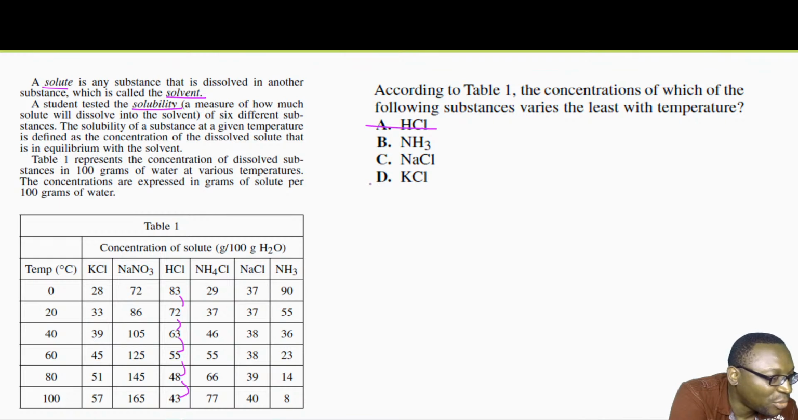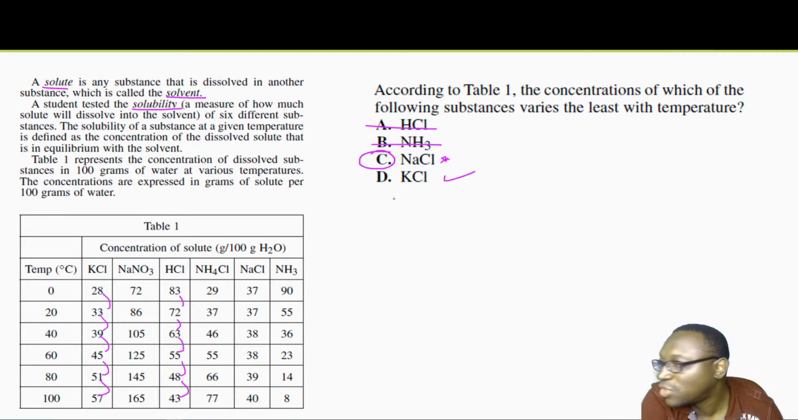Then let's look at NH3. NH3, we have 90 to 55. You can already see that there are big changes. So that rules this out. Now let's look at NaCl. So we have 37, 37, 38, 38, 39, 40. So there's really not that much change happening. So we're going to put an asterisk here just to make sure that that's where we think we're going. And then we look at KCl. You can see here that we have increases that are more significant or larger than what's happening with NaCl. So this is going to be your answer to the question.